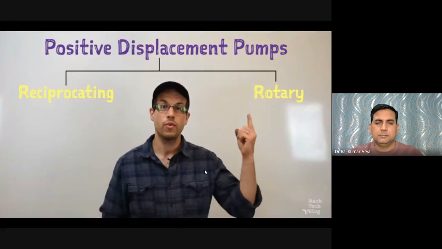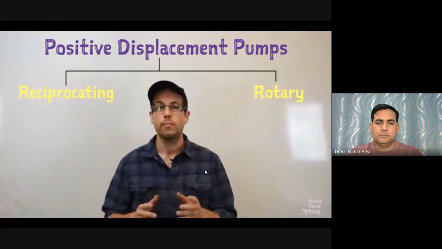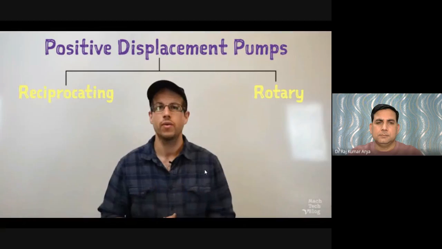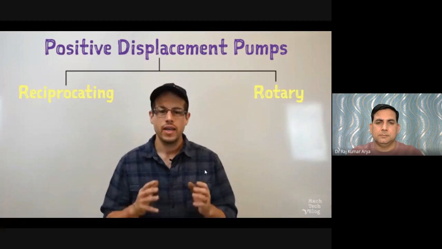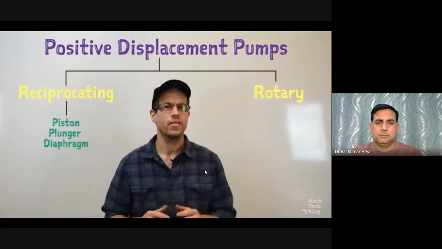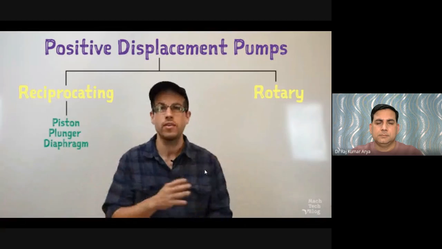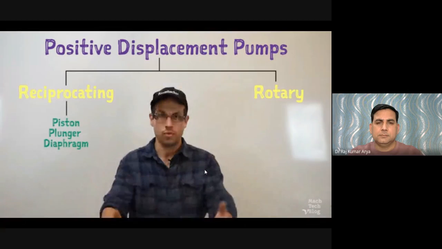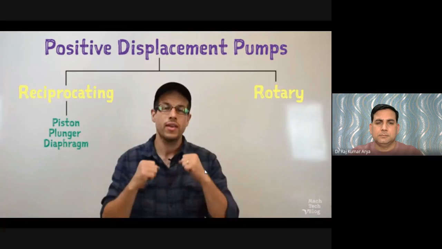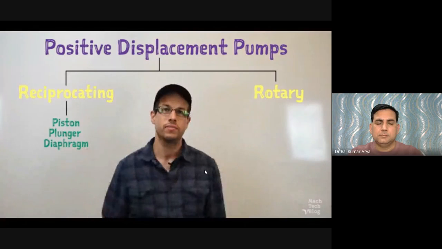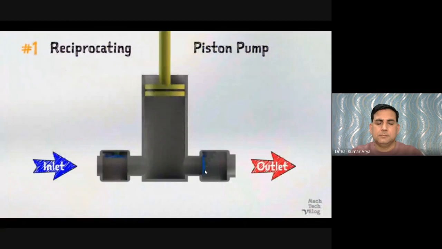Reciprocating pumps are the first category. Every reciprocating pump utilizes some kind of expanding and contracting chamber and a series of check valves in order to draw fluid into the pump and then direct it out into the system. To illustrate this concept, let's take a look at pump number 1, the piston pump.